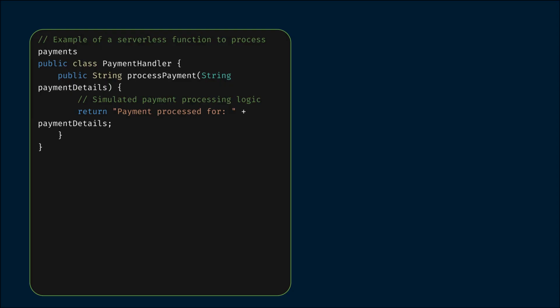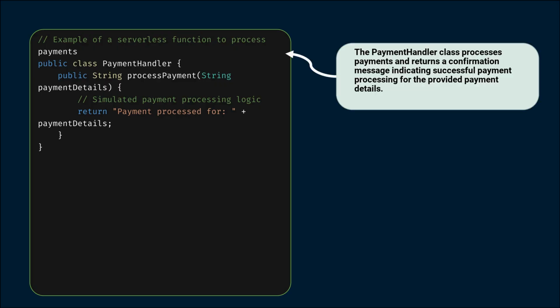Now let's implement a simple serverless function to handle payments in Java. In this example, we define a class called PaymentHandler, which encapsulates the functionality related to processing payments. The primary method within this class is processPayment, which takes a string parameter named paymentDetails. This method simulates the payment processing logic by returning a message that indicates the payment has been processed for the provided details.